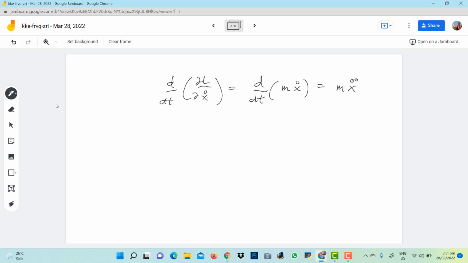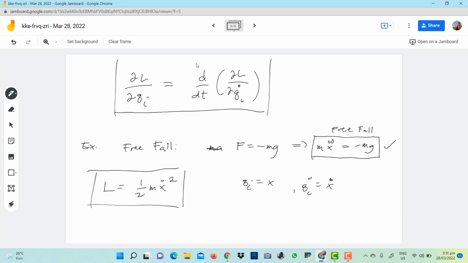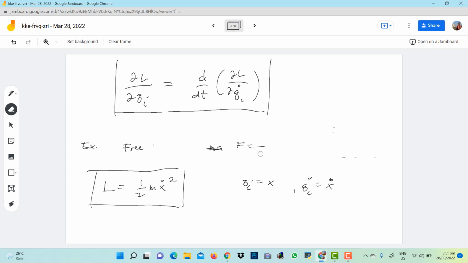Okay? Ay, kulang ko. Sorry. Free, not free fall, but free particle. Sorry. This is free particle. Free particle. Okay. Free fall later, no? Free particle lang sa. So, next I will get the equation of motion for free fall. This is for free particle.